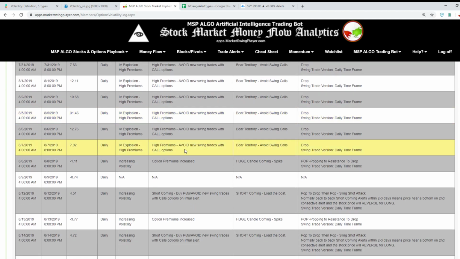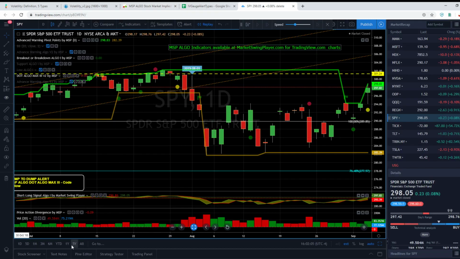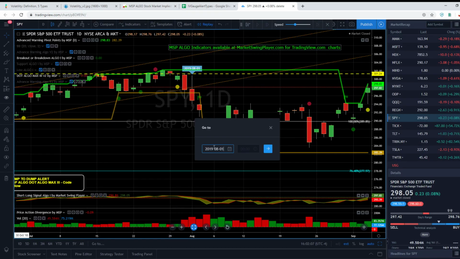All right. Now, on the 8th, we finally got a new alert. It says increasing volatility. Option premiums increase. Huge candle coming. Spike. Popping to resistance to drop. Okay? So that's what this thing is trying to say. So let's look at the 8th and see what that looks like.